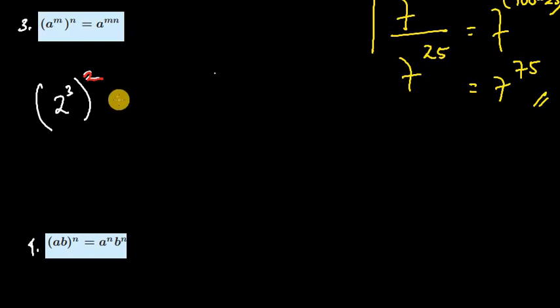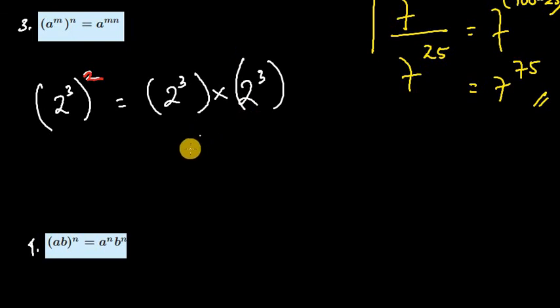Because it is to the power of 2, we will end up with 2 to the power of 3 times 2 to the power of 3. Now, remember the second rule? Oh, sorry, this is the first rule.